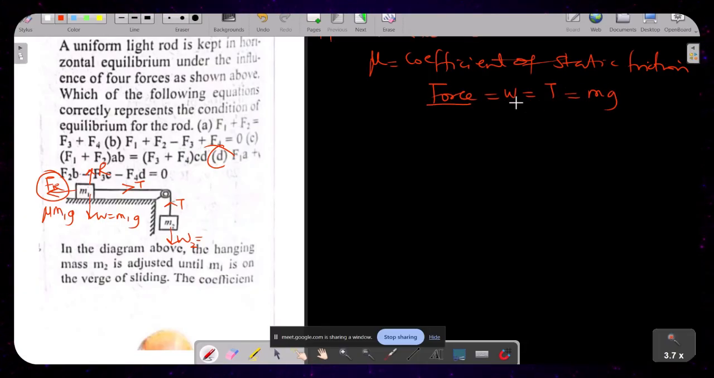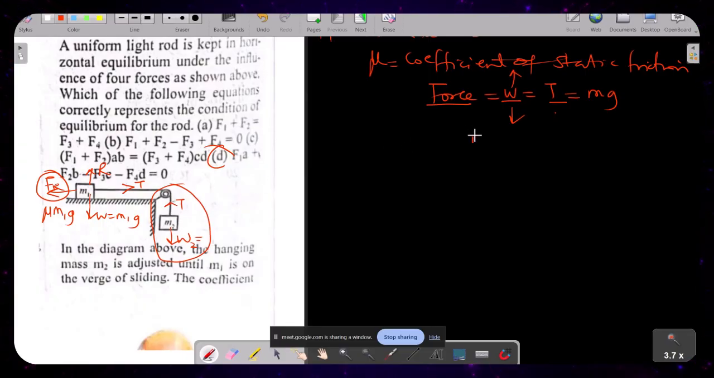Force is their general name, but weight and tension, depending on the way they are acting: weight acts downward and tension acts in the opposite direction to your weight. So if the weight is acting downward, your tension will act upward, like the way we are seeing here. Look at this diagram. The weight is acting downward, the tension will be acting upward for this mass 2.